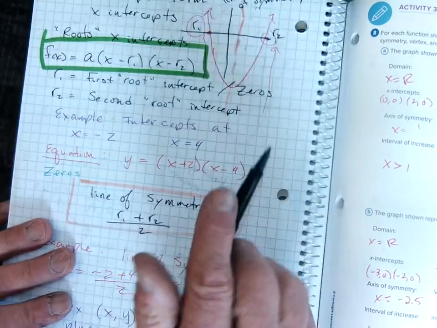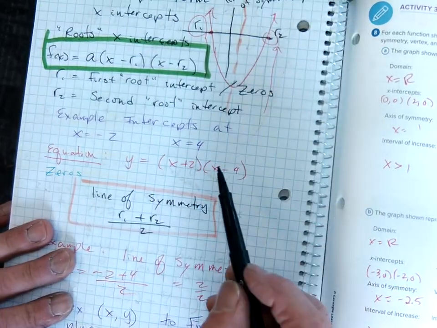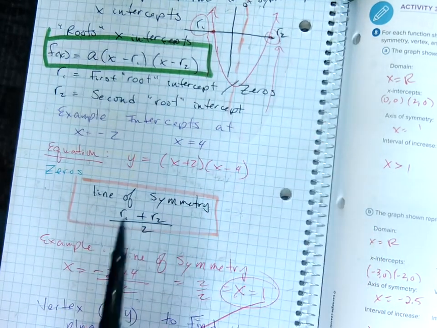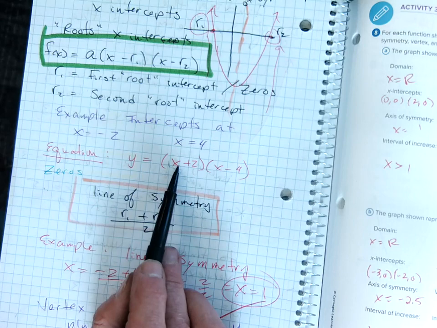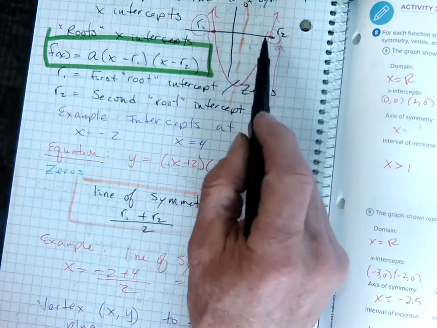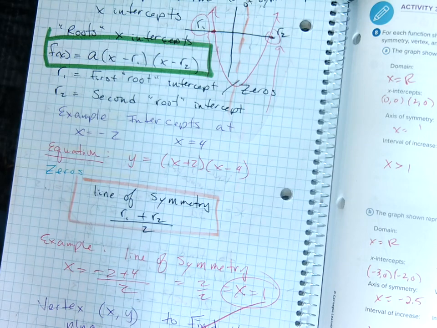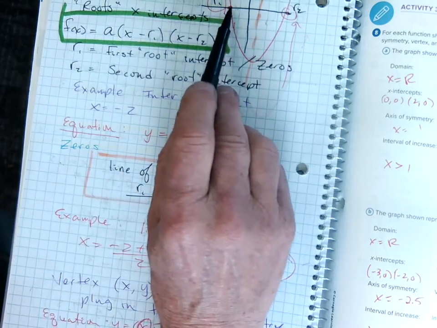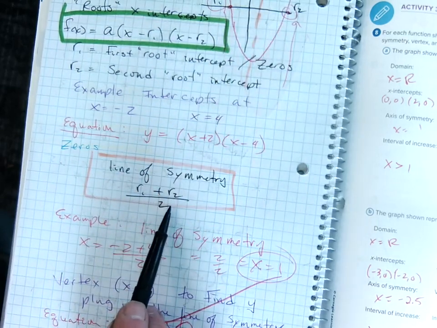x plus 2, which corresponds to that value, and x minus 4, which corresponds to that value. Now we took the opposites because negative 2 makes it 0, and positive 4 would make it 0. So then we get the zeros, and the line of symmetry is found from these numbers: negative 2 plus 4 divided by 2 will give us the line of symmetry.